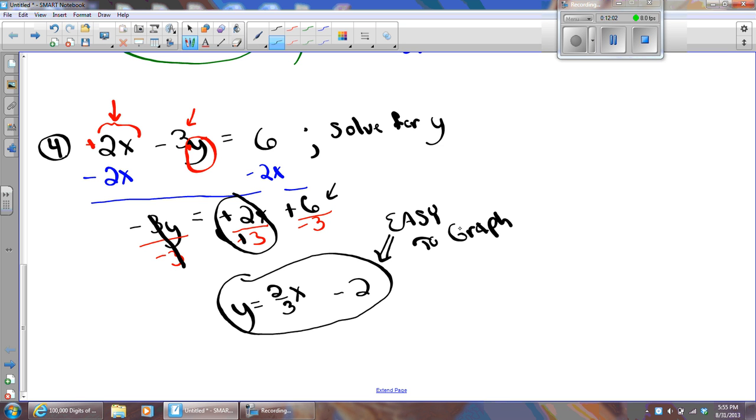Okay, so there's the 4 examples. It shouldn't be that difficult for you.